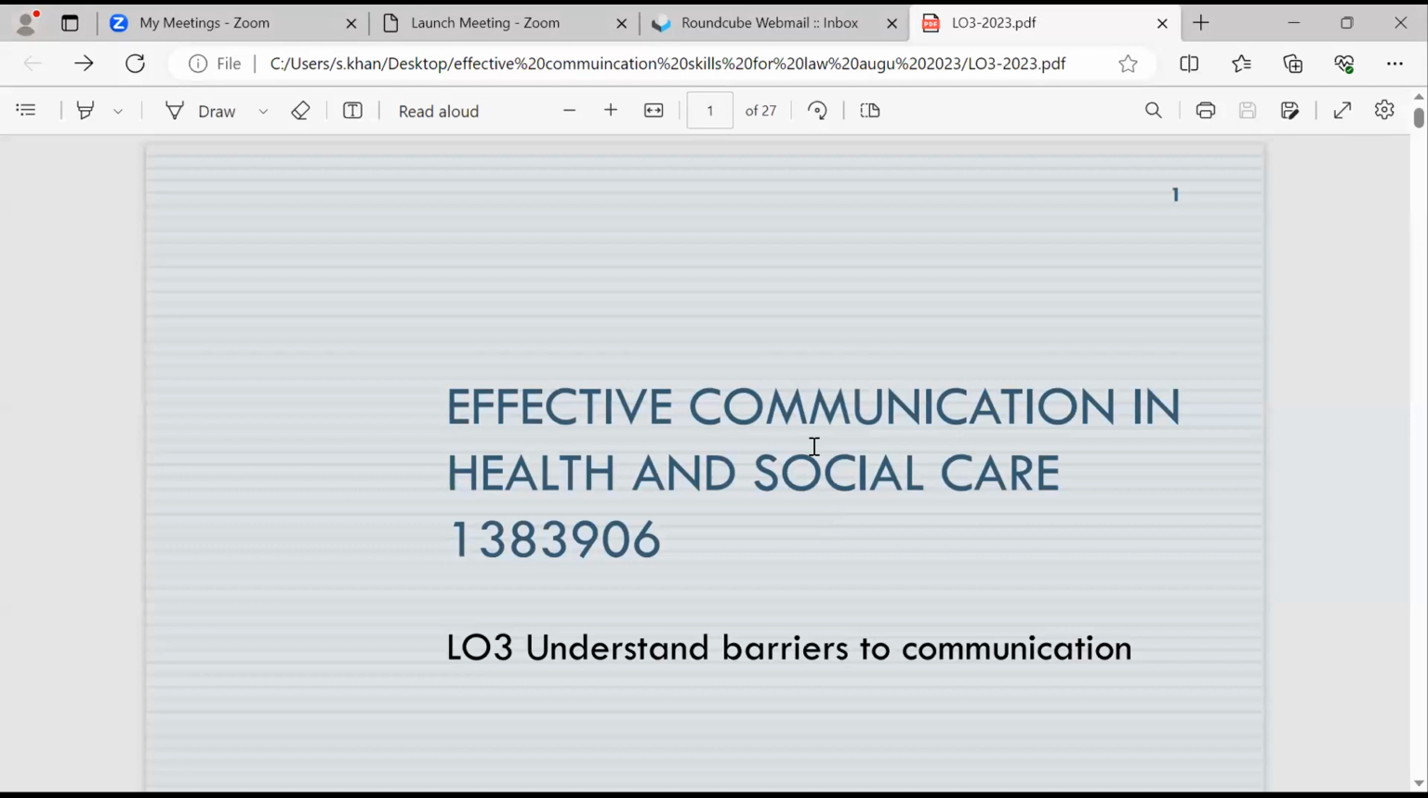So, morning, everyone. My name is Shazia Khan, and the unit we'll be doing today is effective communication in health and social care. We'll be looking at learning outcome 3 today, which is to understand barriers to communication. In the last session, we looked at learning outcome 2, which was to understand the communication needs and preferences of individuals. We looked at what communication is. We also looked at the effective features of communication, and we looked at the theories of communication.